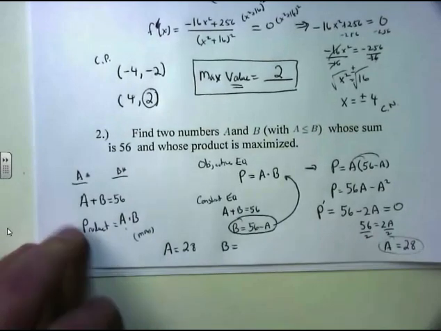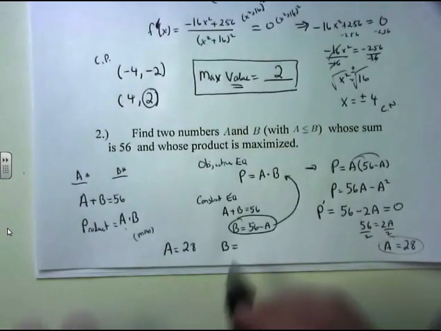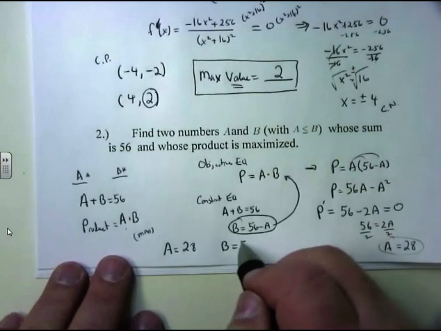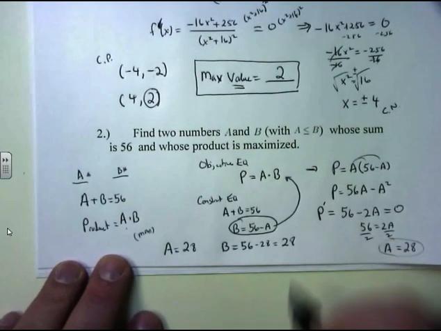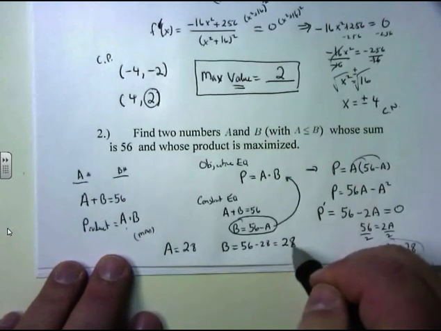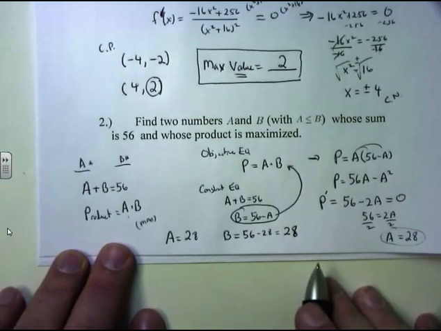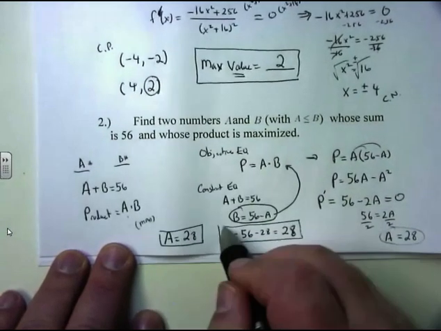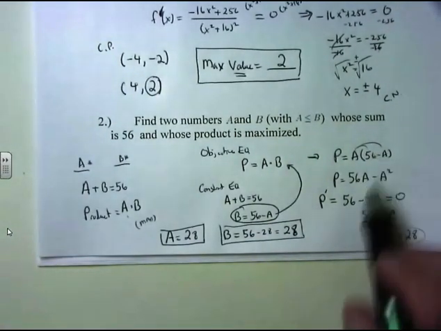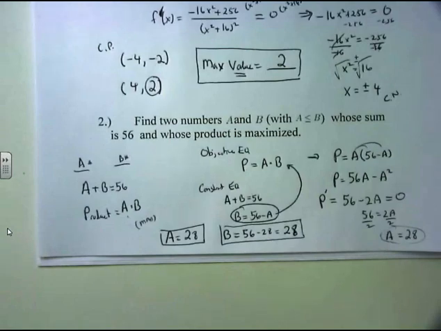That's your linking equation between the two variables. B was equal to 56 minus A, so that would be 56 minus 28, which actually equals 28. So to maximize, they got to be the same number for that product here. So the answer is A is 28 and B has to be 28. Go back and answer the question after you take derivative, set it equals 0 and solve.